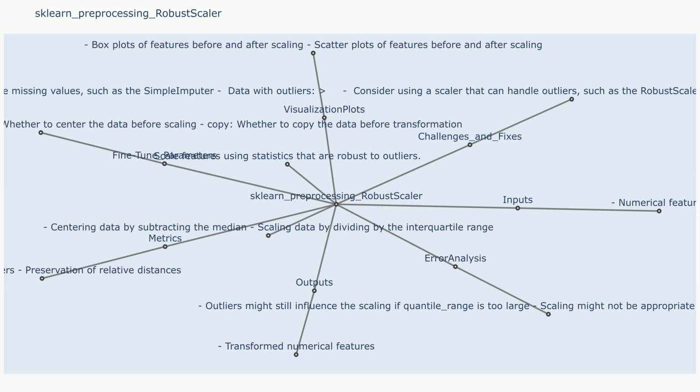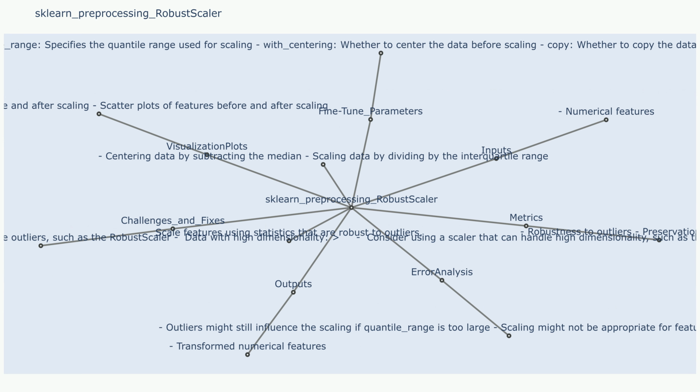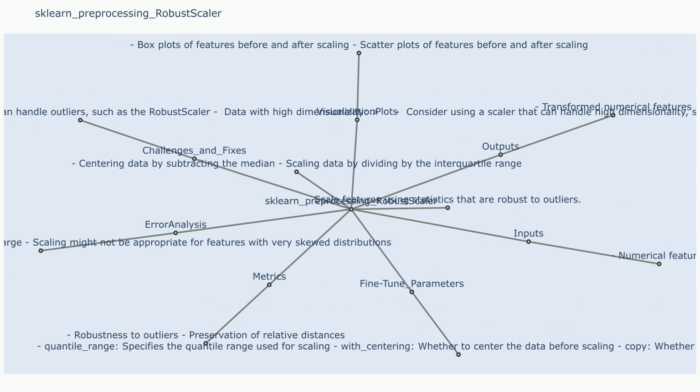Inputs: X, a numerical array containing the features to be scaled. This can be a NumPy array, pandas data frame, or a similar structure. Outputs: X scaled, a transformed array containing the scaled features. The data is centered around 0 and scaled to a specified range.